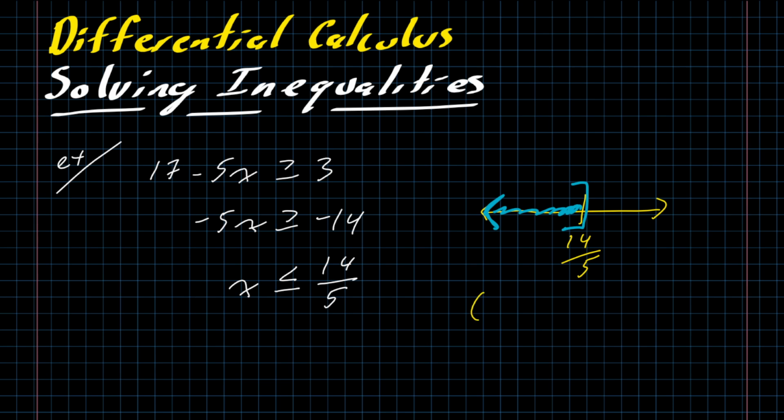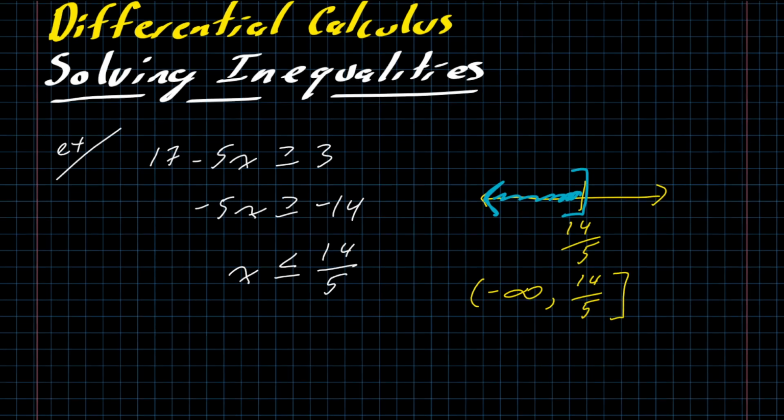In this case, looking at my graph, I can see that it continues onward indefinitely. So that's negative infinity on the left-hand side. On the right-hand side, it goes to 14/5, and it is closed on that side. All right, there we go.